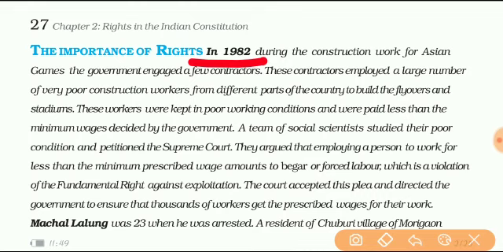Now, though some laws were introduced by the government, like the Factory Act, in which children below the age of 14 cannot be hired, the Minimum Wages Act, and the Equal Remuneration Act.